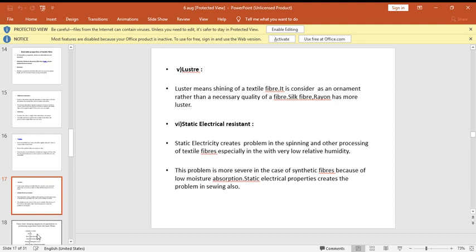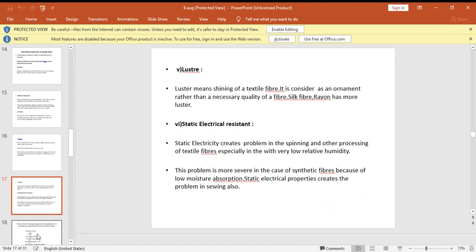Then about luster. Luster means shining of the textile fiber, that is brightness. It is considered as an ornament rather than a necessary quality of the fiber. Silk fiber and rayon have more luster.